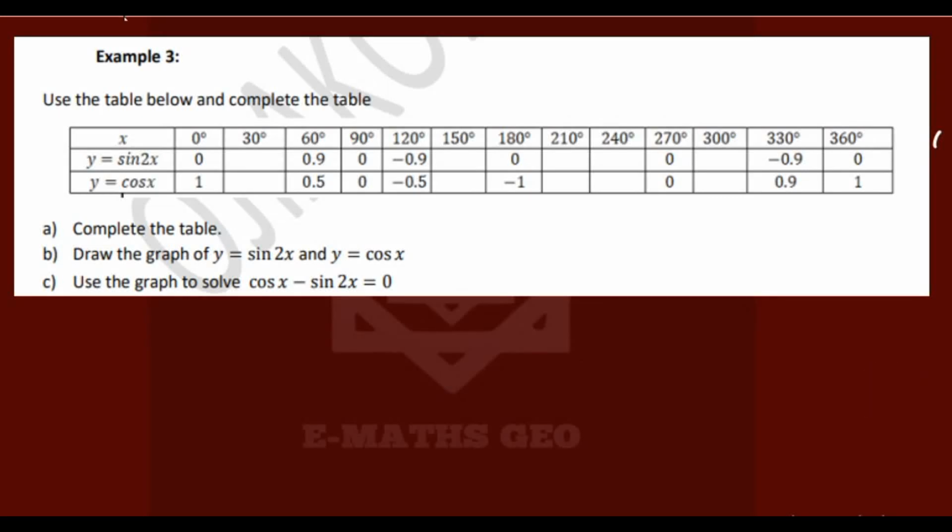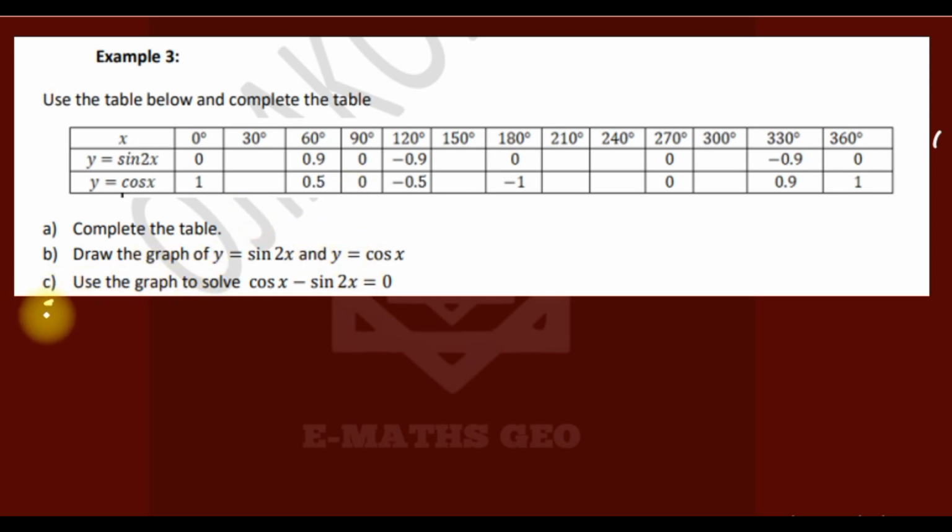Okay, welcome. We are given this table and we're asked to complete the table. Draw the graph of y equal to sine 2x and y equal to cos x. Use the graph to solve cos x minus sine 2x equal to 0.